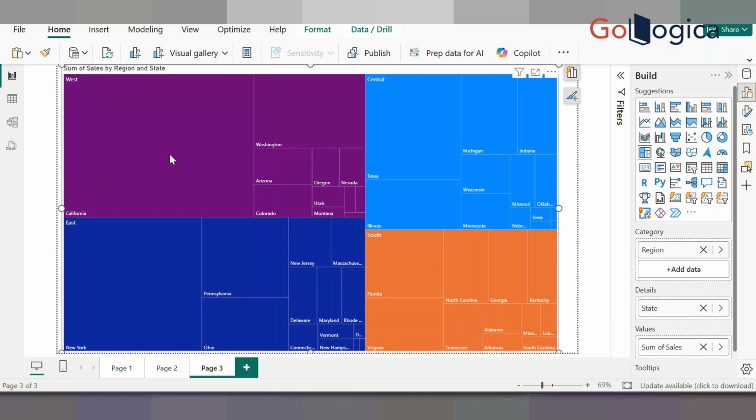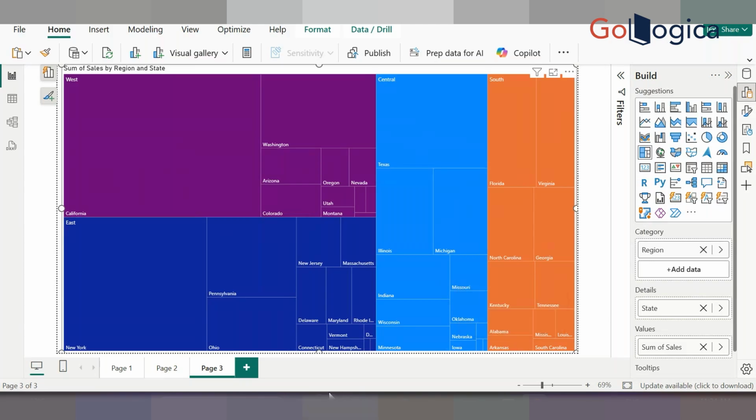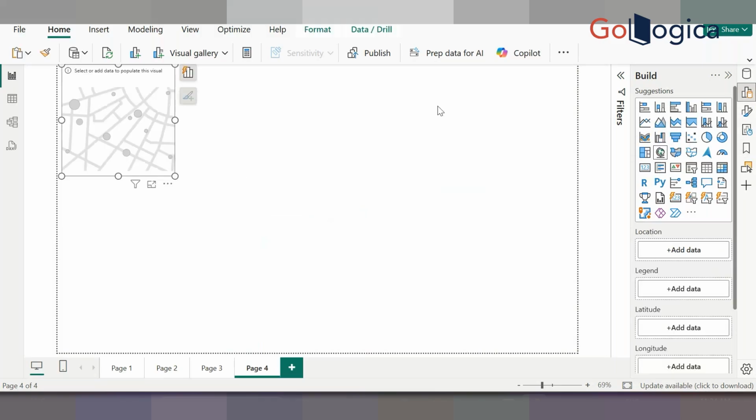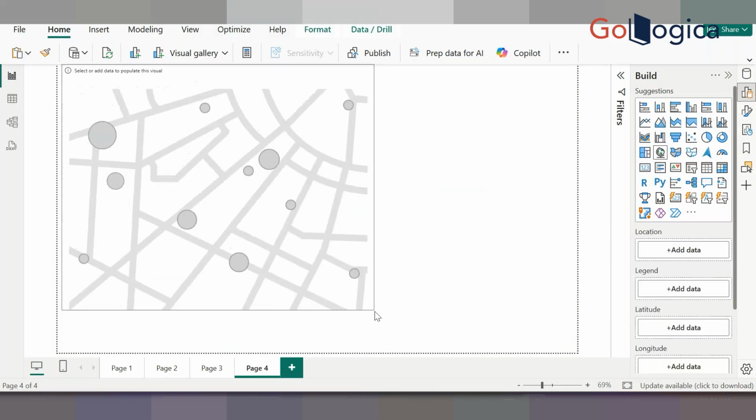And clear with the tree map, no? Okay, next we'll see some kind of geographic representation. We'll see the maps. We haven't seen maps, no?